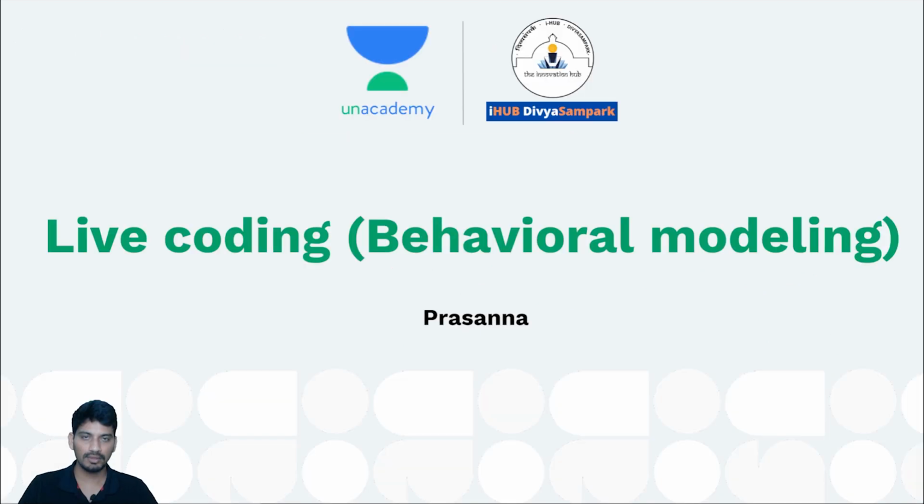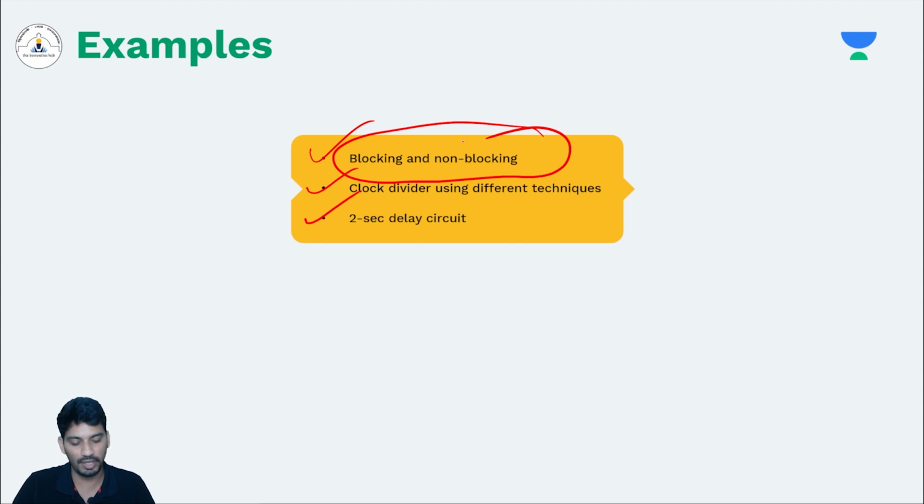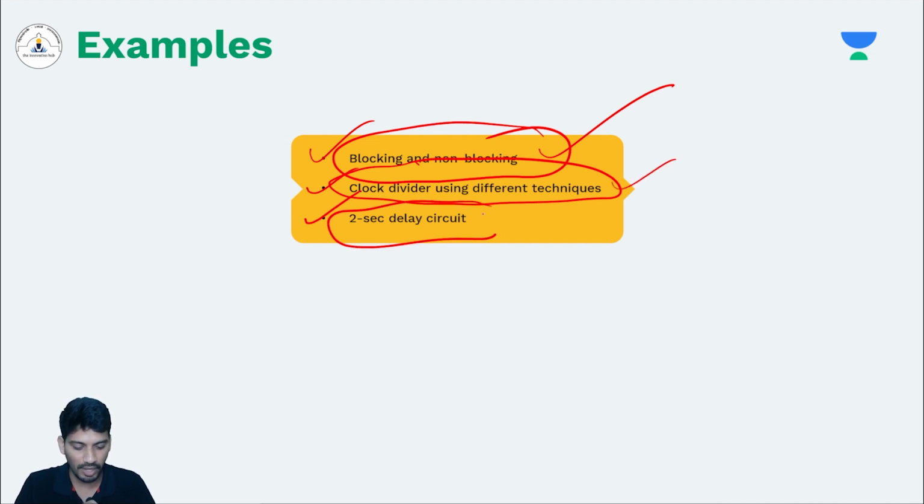Hi everyone, welcome to the live coding session on behavioral modeling. In this session, I'm going to discuss three different examples. The first example will discuss the difference between blocking and non-blocking assignments. In the second example, I will tell you different ways that you can use the clock to get the clock divider. And in the third example, I will create a 2 second delay that we failed to design in data flow modeling, where we have used the non-synthesizable delay like this, right?